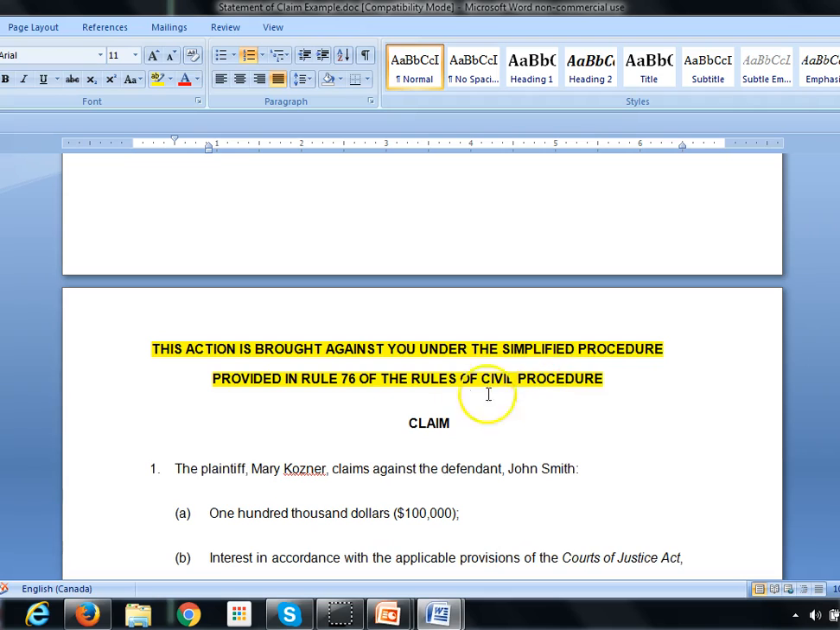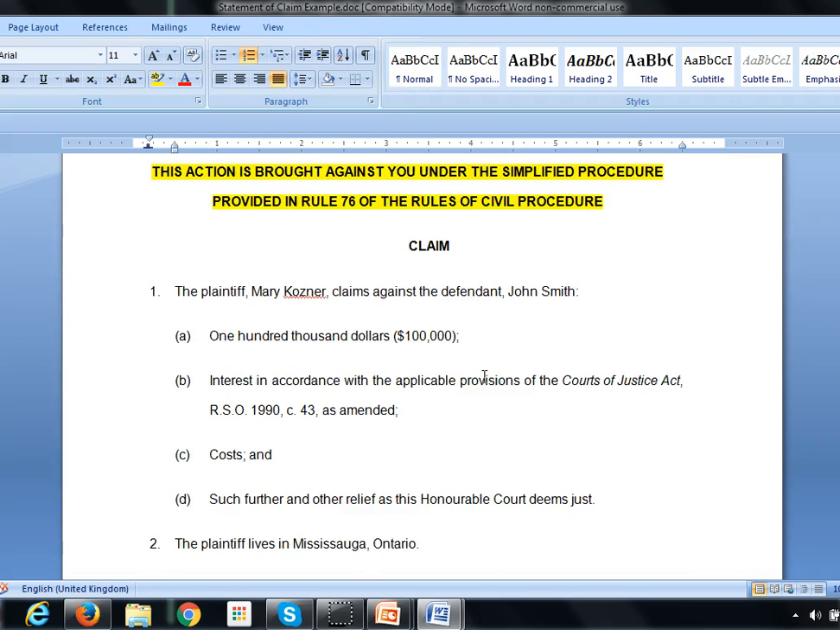The first two sentences I showed you in the form, and it's here as well. This action is brought against you under the simplified procedure provided in Rule 76 of the Rules of Civil Procedure. As I mentioned, Rule 76 usually deals with matters that are $100,000 or less. There are some other conditions to be met. But in this case, because Mary loaned $100,000 and that's the money that she wants back, she is issuing a claim under Rule 76. So this language is required. If this language is not here, then the claim will be issued as an ordinary procedure, and then the process is slightly different. So if you are issuing it under Rule 76, you must write that here.